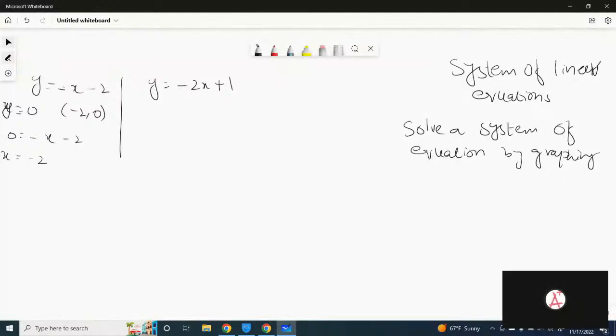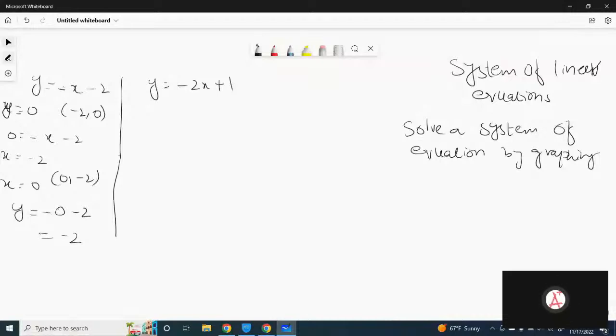Now let's find the y-intercept. For the y-intercept, you have to put x equals 0 in the equation. So the equation is y equals negative 0 minus 2. It would be negative 2. The point is (0, -2).